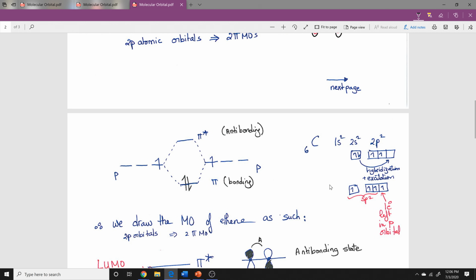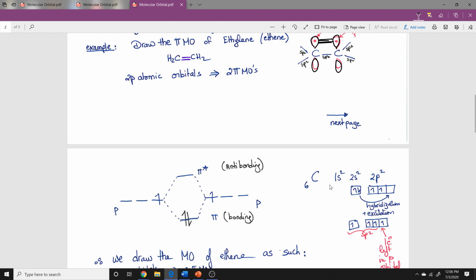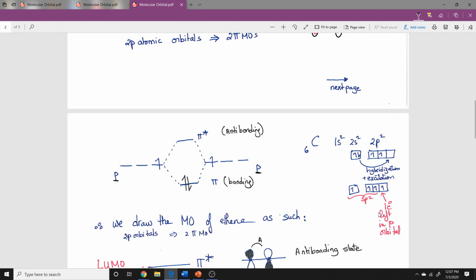And to draw the pi molecular orbitals, you would need to draw the p atomic orbitals first. Now each of the p atomic orbitals for the carbon has 1 electron. I'm just explaining in here why. You have to draw the electronic configuration of carbon, do hybridization and excitation, and then figure out how many groups are connected to the carbon. You have 3 groups, so you need 3 atomic orbitals, so you hybridize these 3 atomic orbitals. You're going to be left with 1 electron in the p orbital.